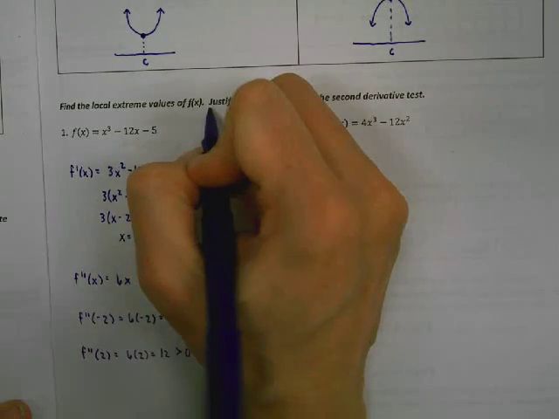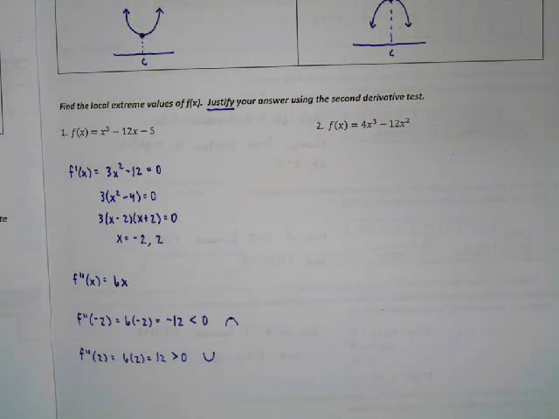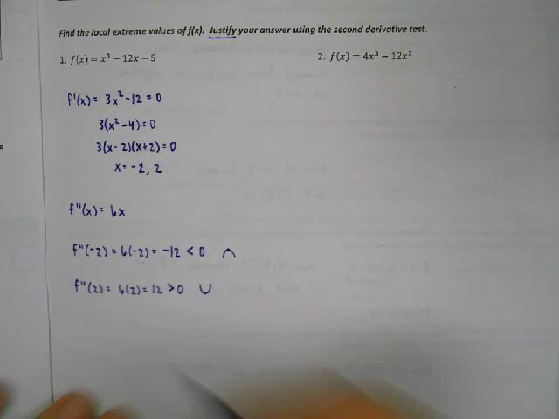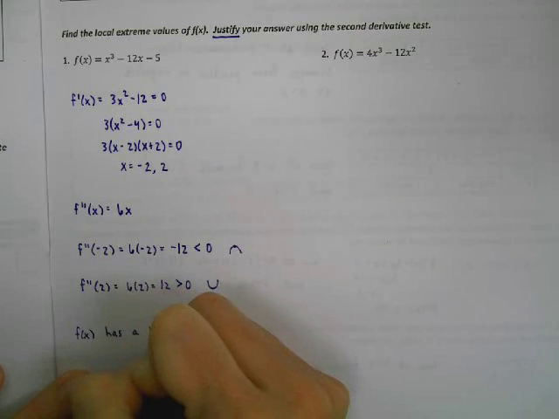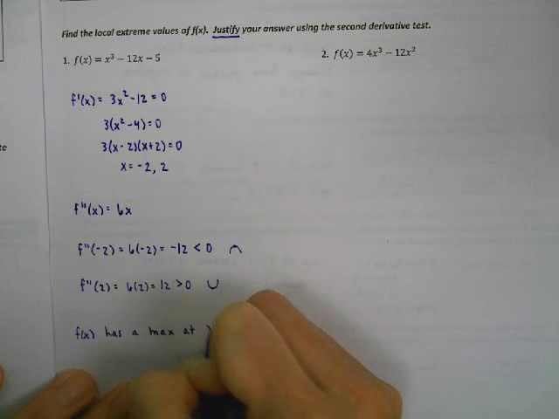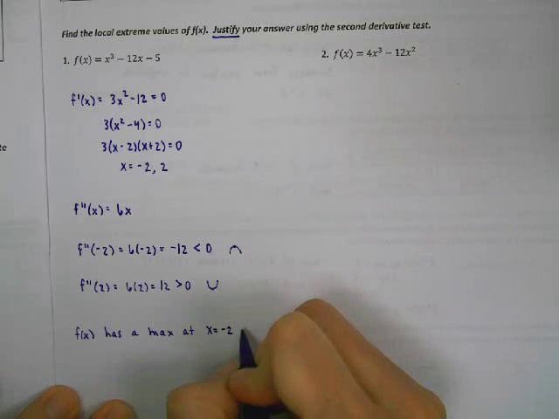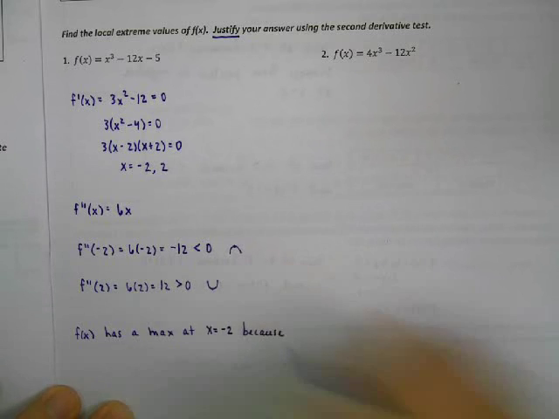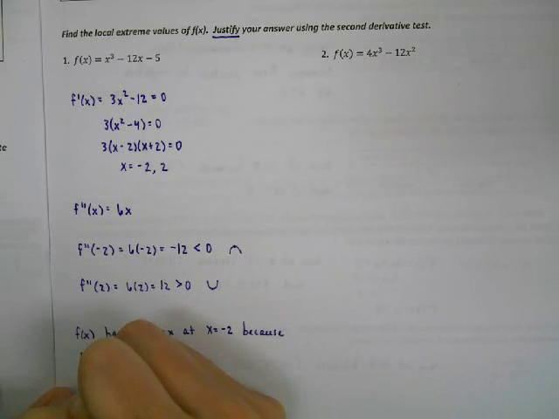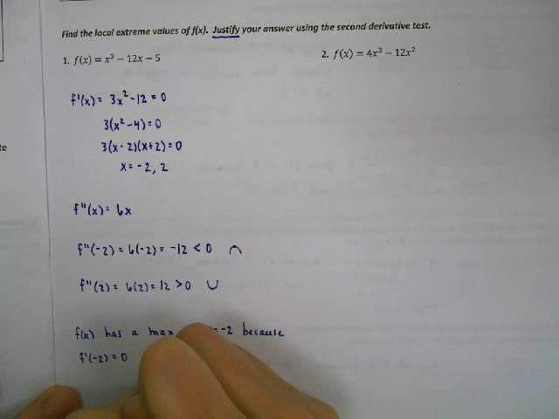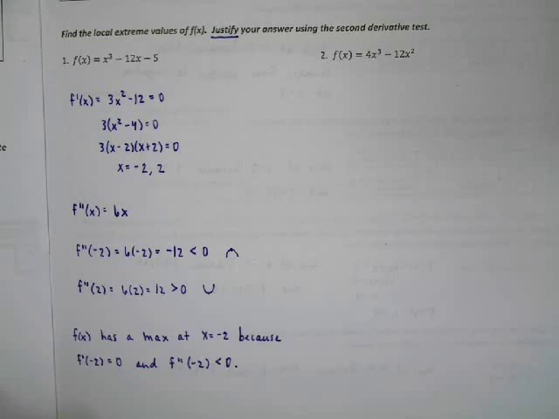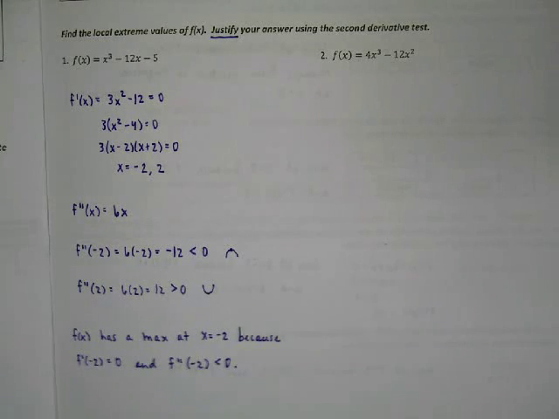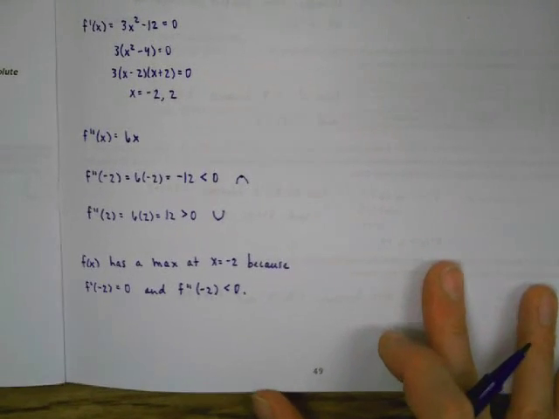Now we actually have to justify our answer. And remember, this is not enough for justification. They want to see you write this out and explain it. So what we would say is that f of x has a max at x equals -2 because, now we have two pieces to this, because f prime of -2 is equal to 0 and f double prime of -2 is less than 0. So we've stated both of those conditions of our second derivative test.